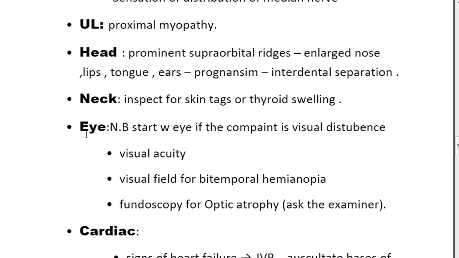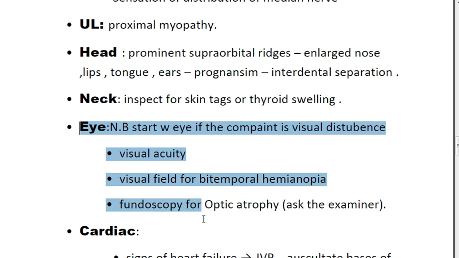The eye. If the patient has visual disturbance or bitemporal hemianopia, you have to examine for visual disturbance. And if the visual disturbance is the main complaint of the patient, you have to start the eye examination with visual acuity, by finger counting, maybe 2 meters away from the patient. Make the patient cover one eye, and then give him a number on your hand, how many fingers is that, and then make him cover the other eye and count your fingers at 2 meters.